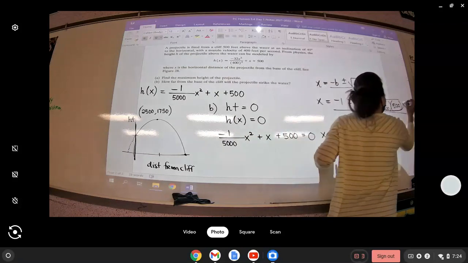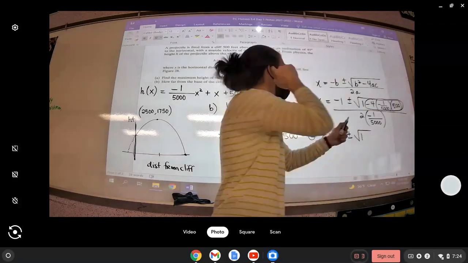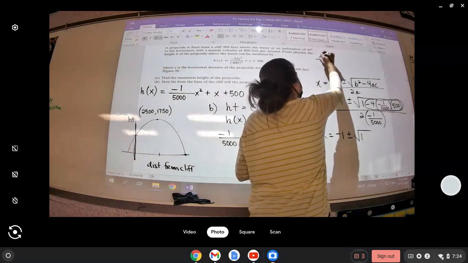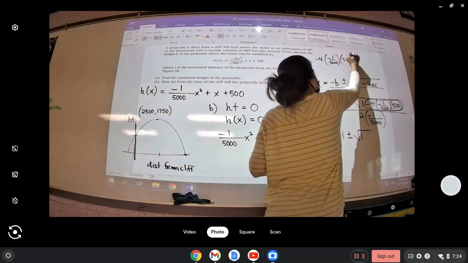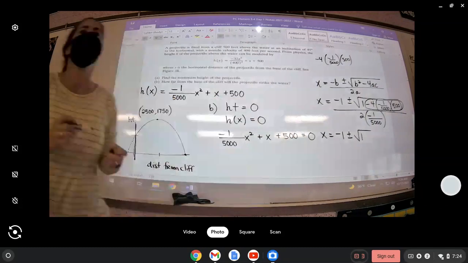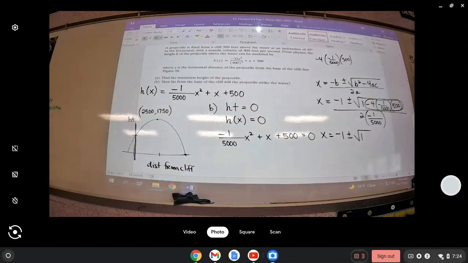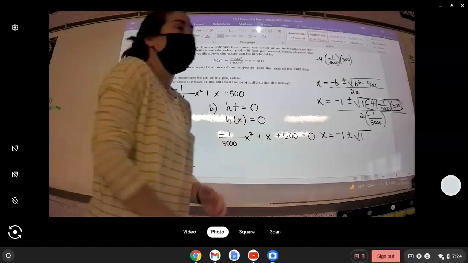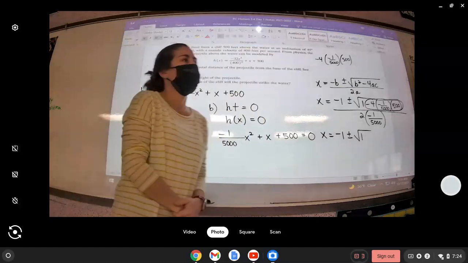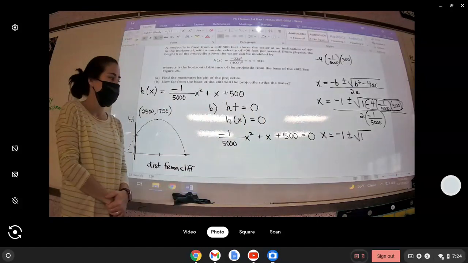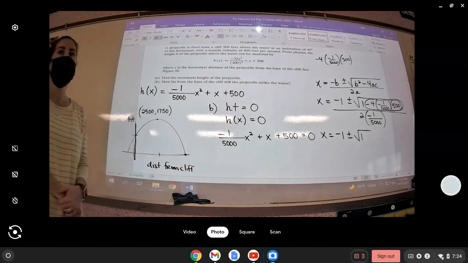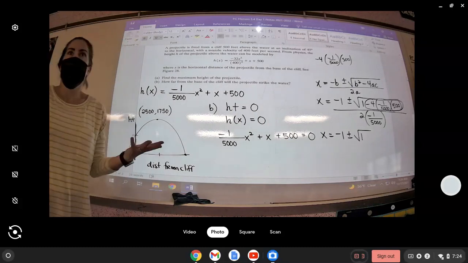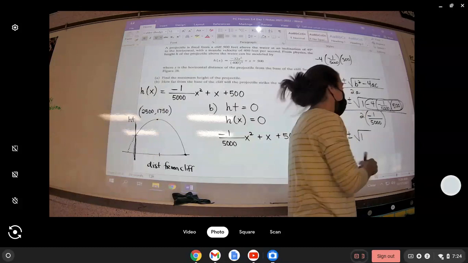So everybody plug that into your calculator, just the way I wrote it. I would literally put -4 parenthesis, -1 divided by 5,000 times 500 and hit enter. See what you get. I would try to keep it exact as possible. Actually works out to be something kind of nice. What'd you get? 0.4. So really, it's positive 0.4.